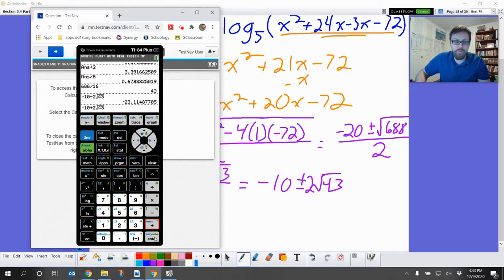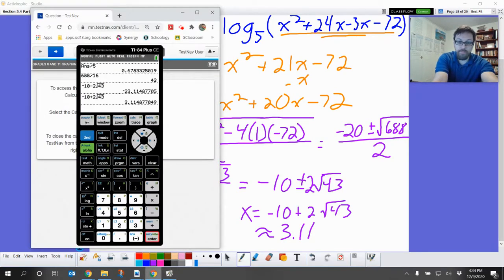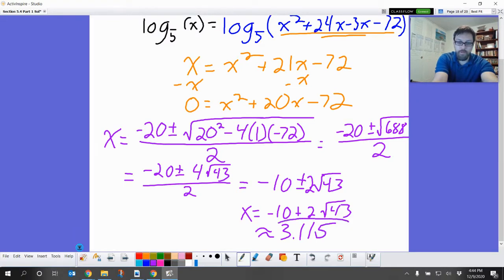I don't know why I gave those genders to those signs. But we get positive 3.1148. We can put positive 3.1148 into our logarithm. Cool. So let's do that one. But we can't do the negative 23. So x equals negative 10 only plus 2 square roots of 43. If you're giving a decimal answer, it was 3.115.